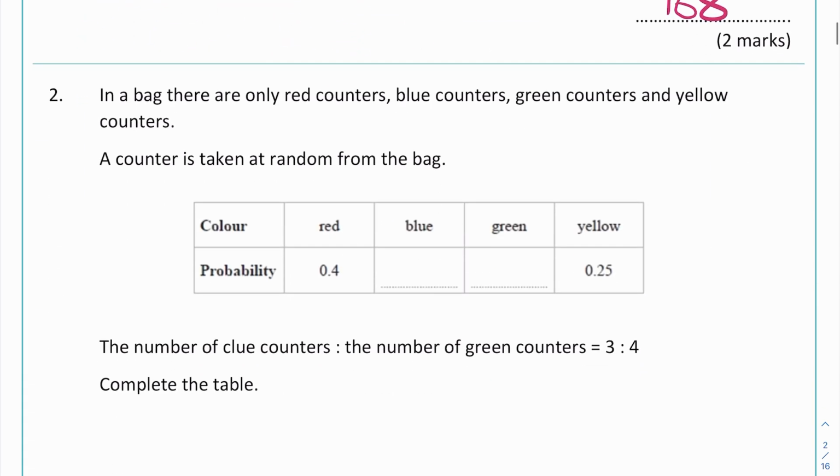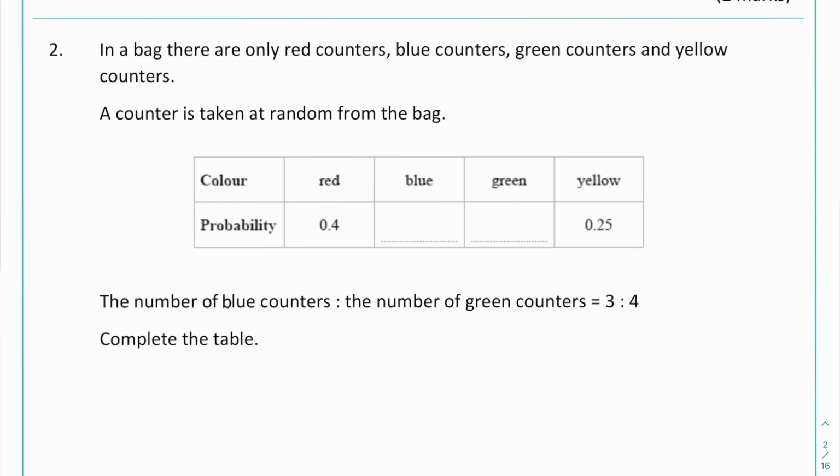On to question 2. Okay, so we have in a bag there are only red counters, blue counters, green counters and yellow counters. A counter is taken at random from the bag and the number of blue counters to the number of green counters is 3 to 4. Now whenever we're looking at probability from a table, we know that these all have to add up to 1. So the first thing to do is to add together what we've got already. So we've got 0.4 add 0.25, and that in total is 0.65.